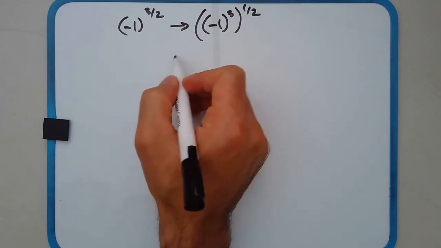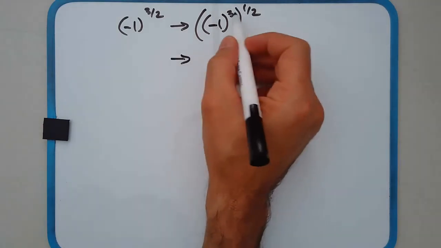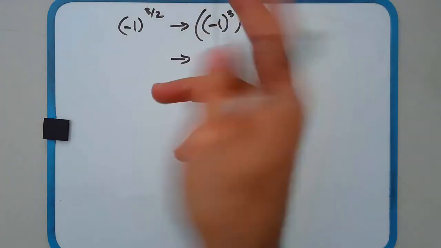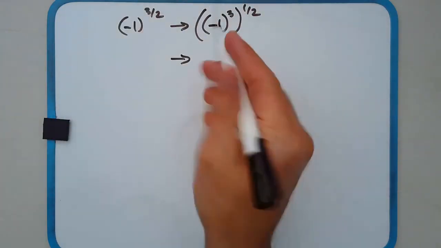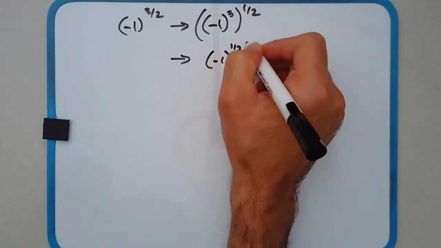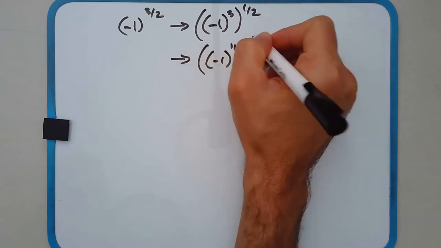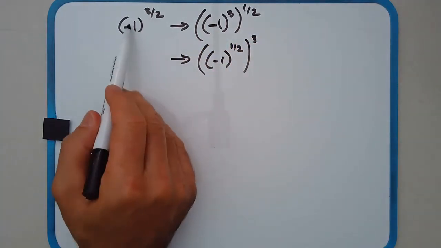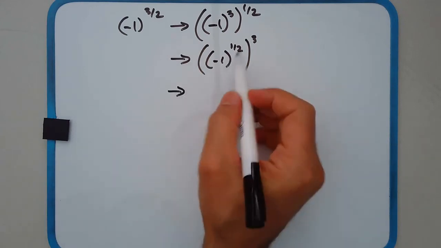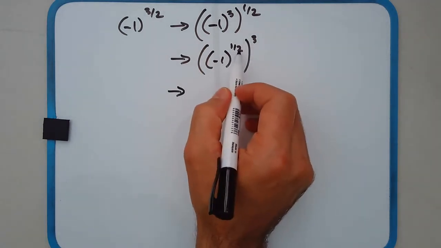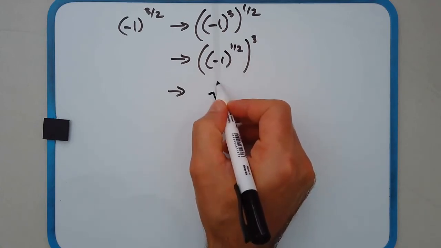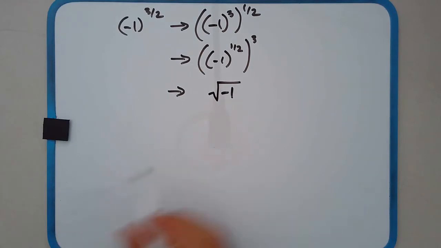That is also the same as reversing or switching the 3 and the half around. It doesn't really matter. It's multiplication, it's commutative, you can switch them. It makes no difference. That's the same as saying negative 1 to the power of half, all to the power of 3, which is the same as negative 1 to the power of 3 on 2. Now, converting the fractional index into surd form, negative 1 to the power of a half, what's that? That's just the square root of negative 1.